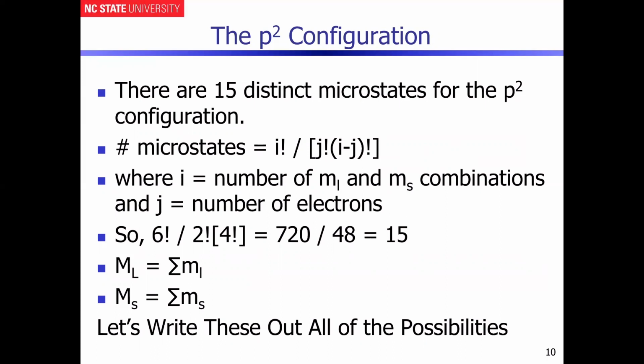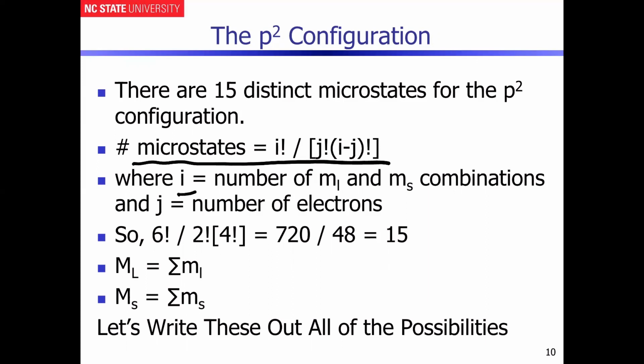But what I want to tell you is there is an equation that can calculate the number of microstates. And really all it's doing is describing the occupancy of the electrons in the available orbitals. So the number of microstates is equal to I factorial divided by J factorial times (I minus J) factorial. So what does this really mean?